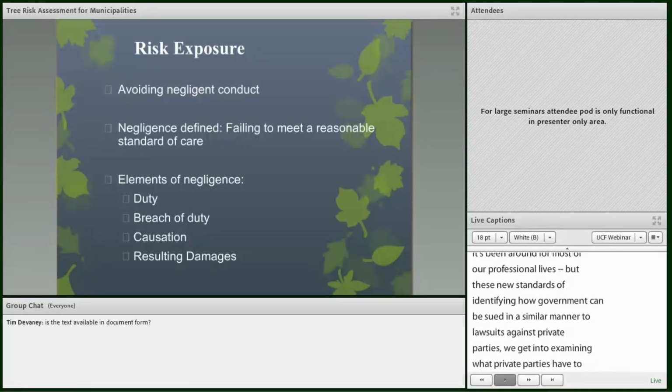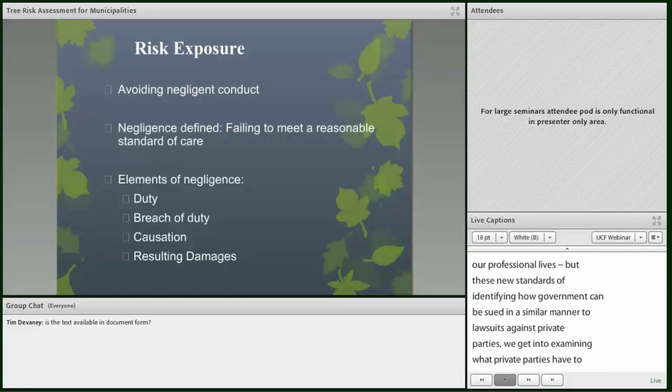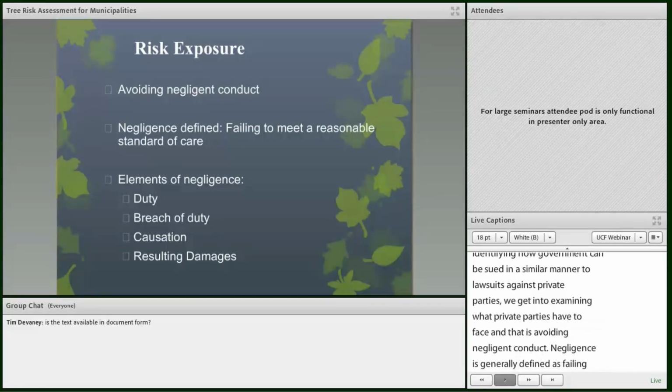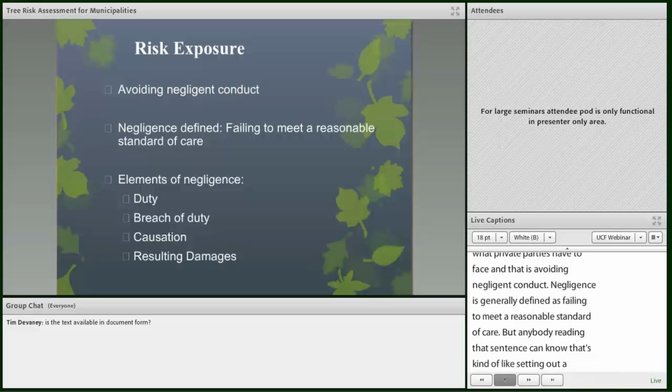Negligence is generally defined as failing to meet a reasonable standard of care. But anybody reading that sentence can know that's kind of like setting out a saucer of warm milk for a band of attorneys. A reasonable standard of care, how must it be met, etc. All of these are terms that need a definition, and in a new field of law, that definition has come from a number of places.